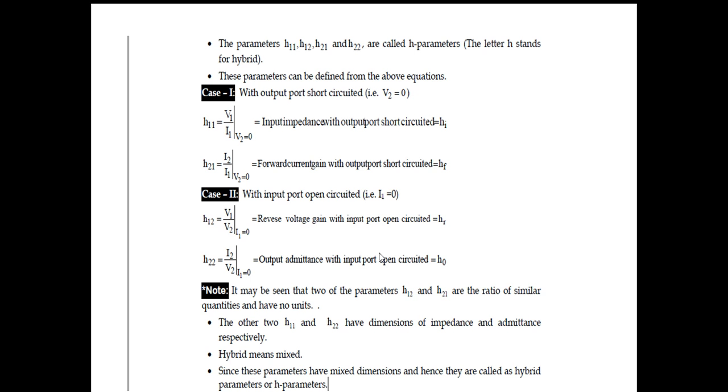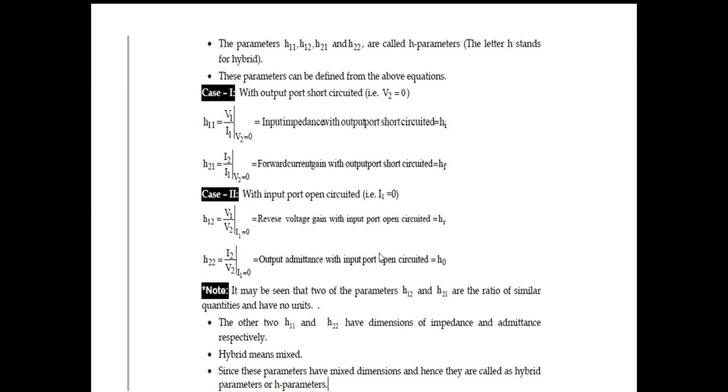Similarly, for the ratio of two voltages, the units are volts in both, and they get cancelled. There will not be any units. Therefore, for H21 and H12, there are no units. The other two, H11 and H22, have dimensions of impedance and admittance respectively.